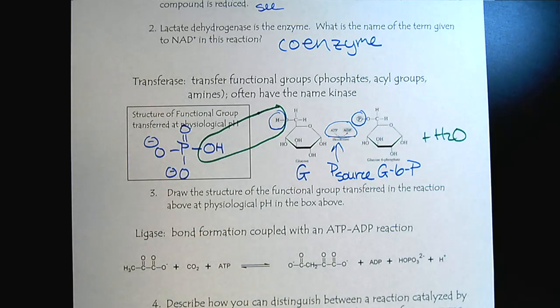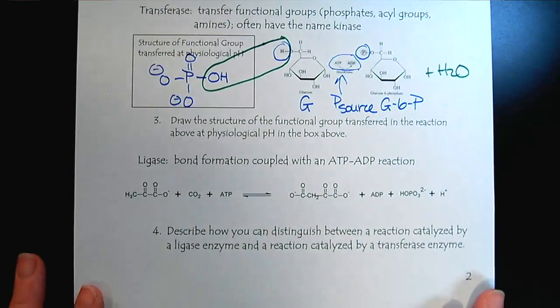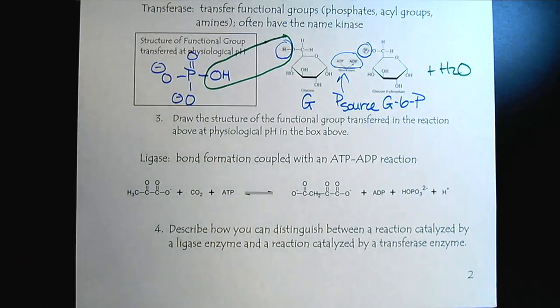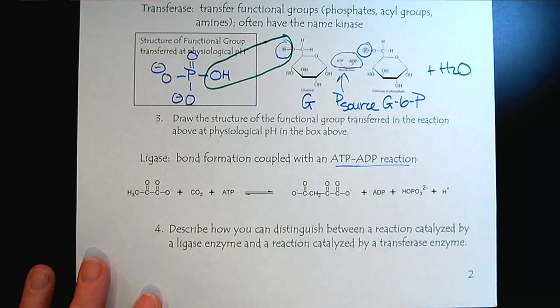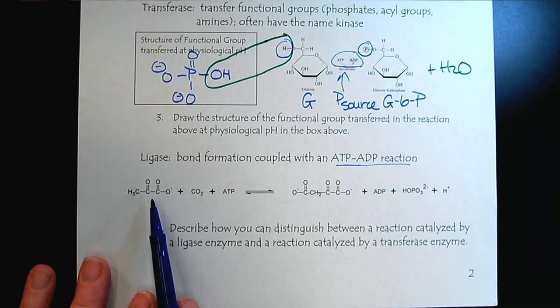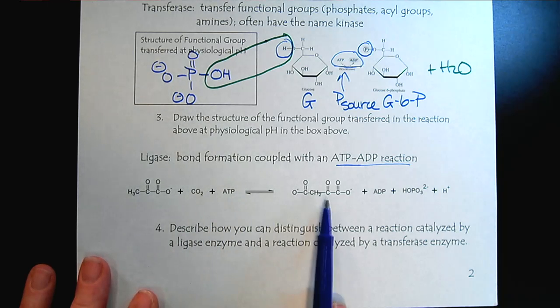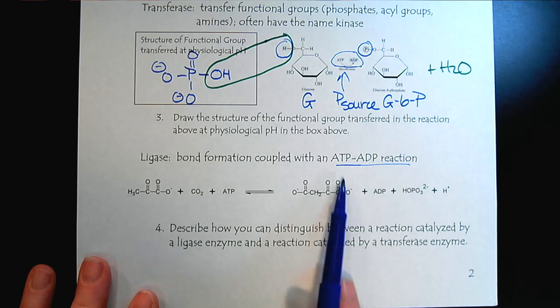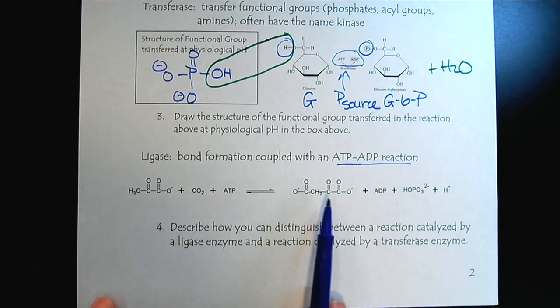Alrighty. Now we will look at ligase. Remembering ligare, bond formation to link together. The flag here is we'll always have an ATP ADP reaction. So here we have pyruvate, and it is getting linked with carbon dioxide. And then we see our final product here. Notice that our final product does not have any phosphate added to it.